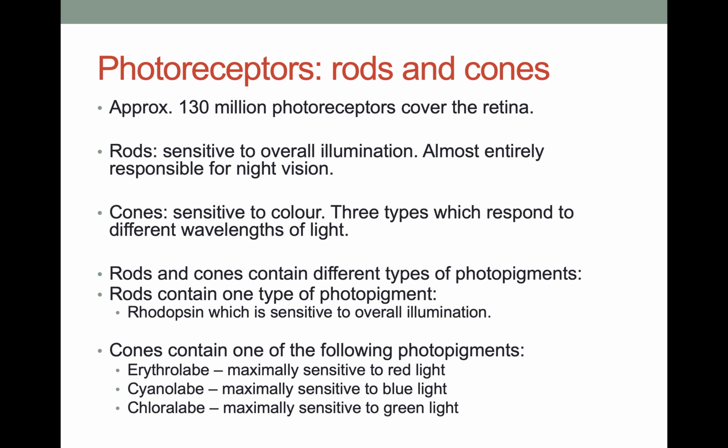Cones are sensitive to colour, and there are 3 types of cones which contain different types of photopigment and respond to variation in colour in different ways. Each type of photopigment is most sensitive to light of a particular wavelength. So, for example, erythrolabe is sensitive to red light and chlorolabe is sensitive to green light.